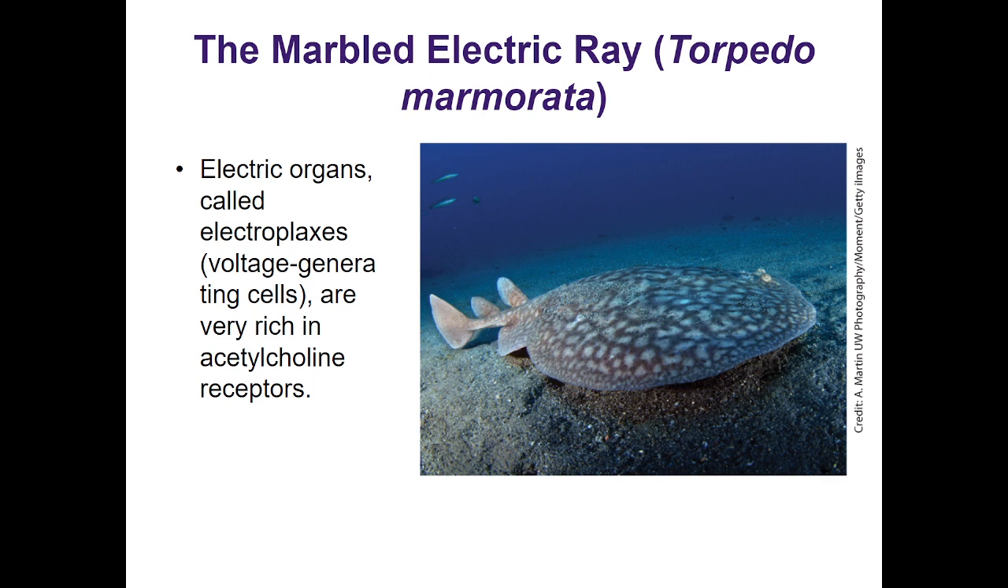Okay, so this is the marbled electric ray. Another name for it is the torpedo. Man, I always have trouble with this. Marmorata. I am not a good Latin sayer. It's not a common thing in English. The electric organs, these are called the electroplexus, voltage generating cells. These are going to be rich in acetylcholine receptors. Remember, every time we do this, there is a paradigm we're working on. So we're looking at an archetype by looking at a specific example of it. Okay?